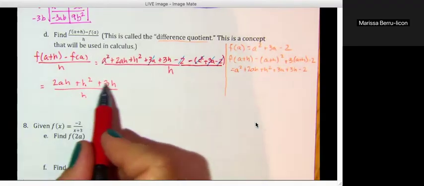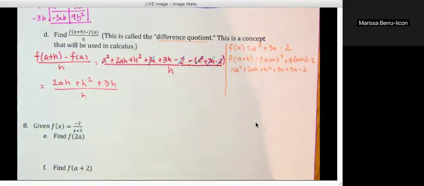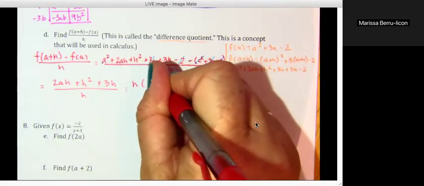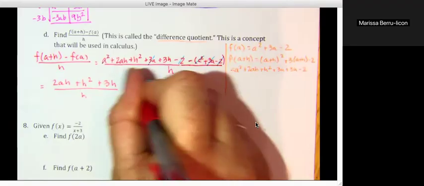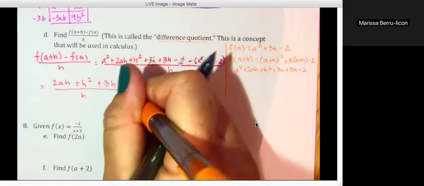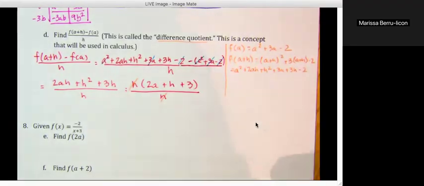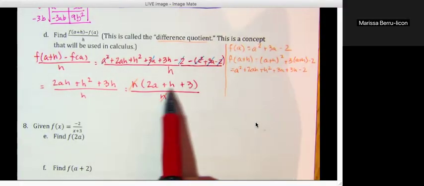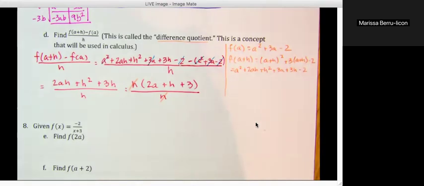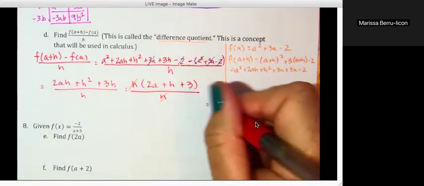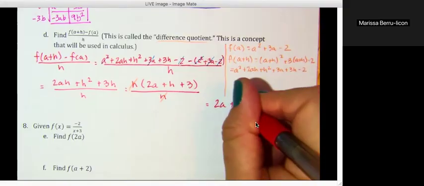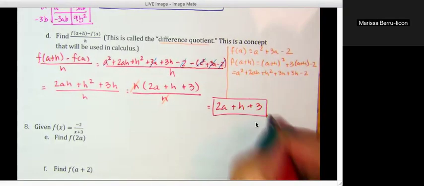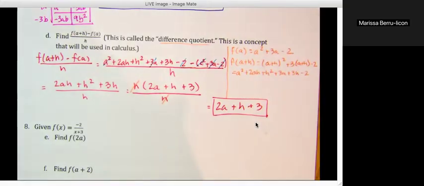Well, all three of these terms have an h, so I can go ahead and factor out an h. 2a plus h plus 3 all over h, and I see that my h's cancel. It has to cancel out of all of the terms on top. If only two terms had an h, we would not be able to reduce an h out. So the answer, or my difference quotient, is 2a plus h plus 3. And again, in calculus, you'll do more with what you get as your answer.